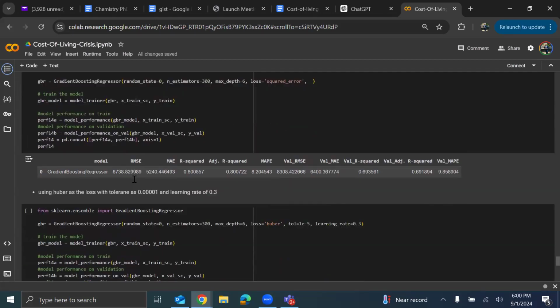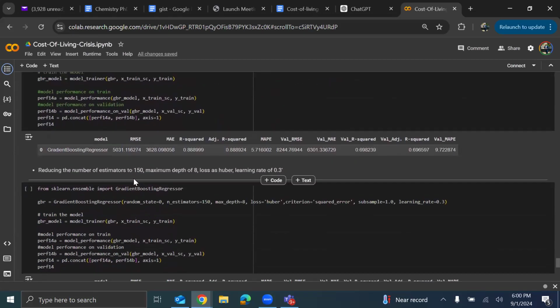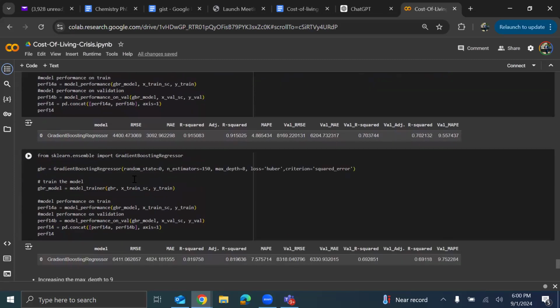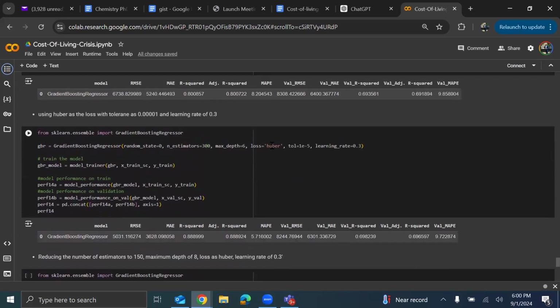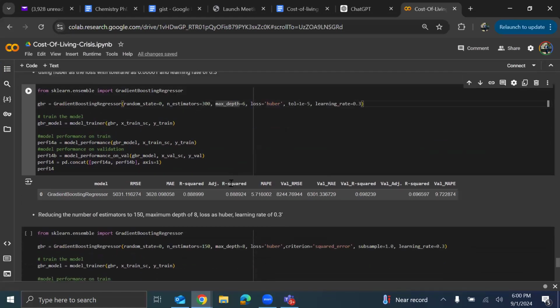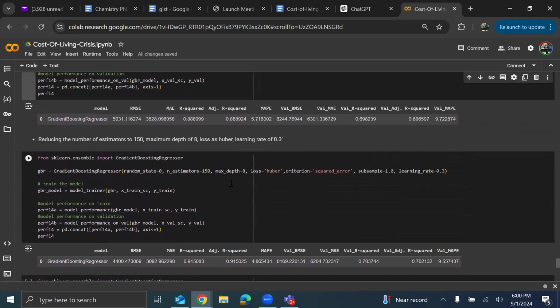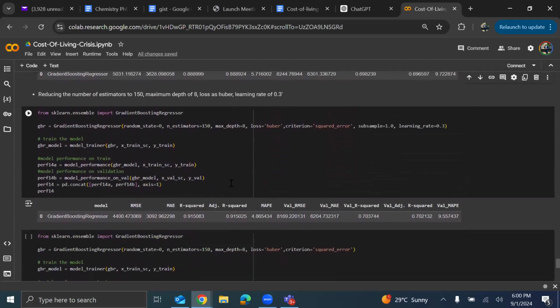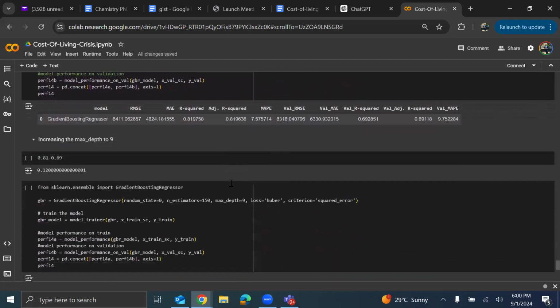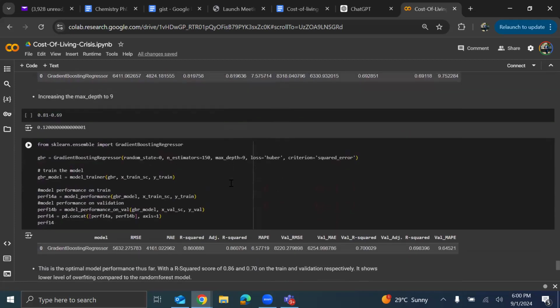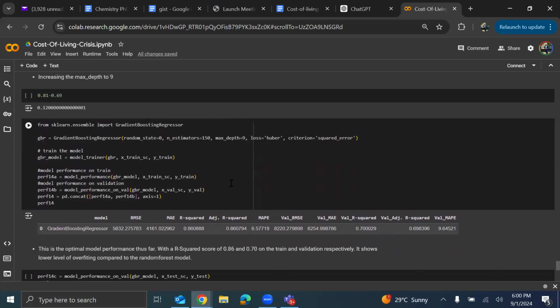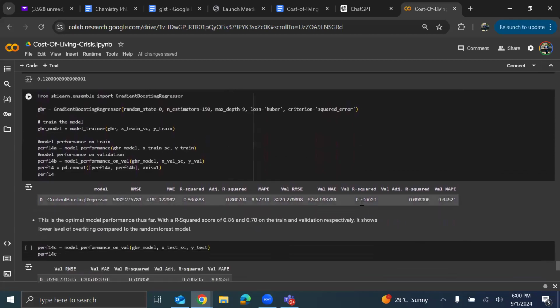So I started doing a lot of things, training it, changing the loss, the maximum depth, just trying to build and build and build. Honestly, it was just manual trial and error, right? So I started seeing improvement. You can see that now we are getting a validation R squared of 0.7, right?